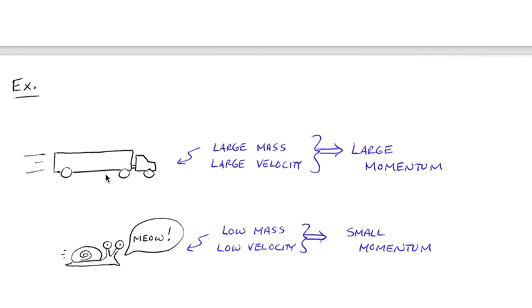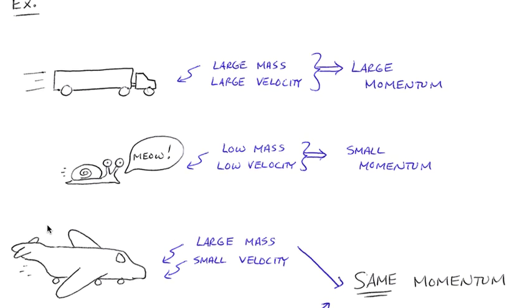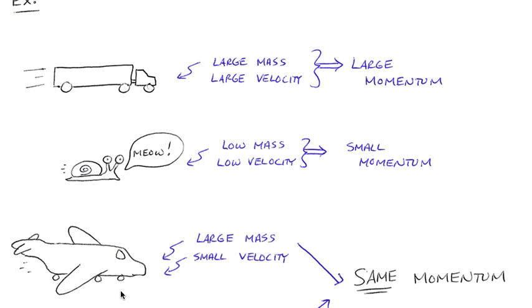A big truck moving very fast is going to have much more momentum than this snail that's very small and is moving very slow. But it's important to realize that you can have situations where a snail could have more momentum than a truck. So if we look at this case, let's say you have a huge cargo plane, very large mass, but let's say it's just kind of slowly moving down the runway. It's not taking off yet. It's got a small velocity. So large mass, small velocity will give us some kind of momentum.